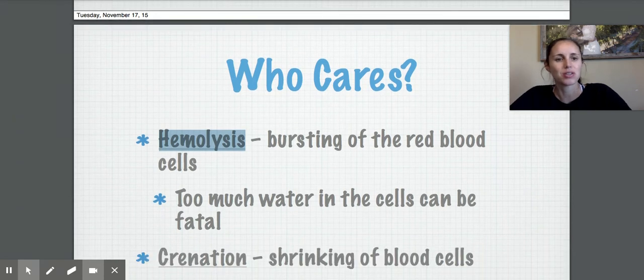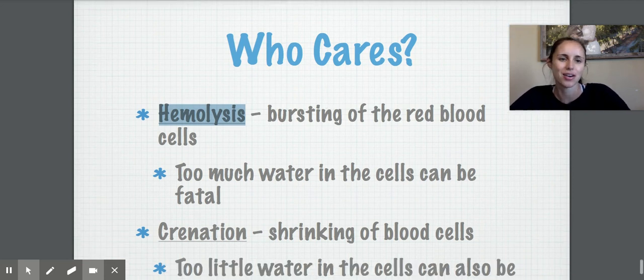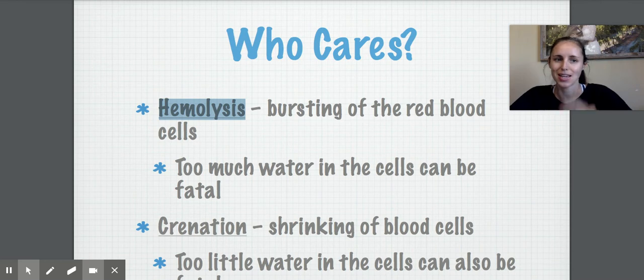This can be fatal. So you want to avoid a hemolysis scenario.